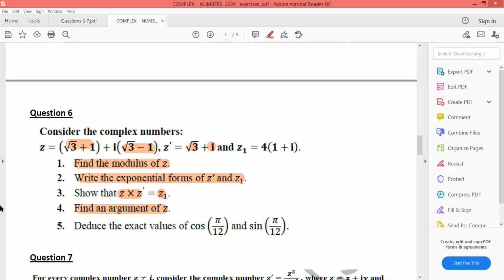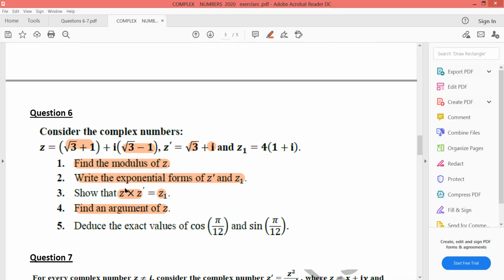Yes. Is this the right form? Yes. Then we get argument of Z equals argument of Z1 minus argument of Z prime. Or we can say from this relation here, Z times Z prime equals Z1. This is part 3, yes? We say argument of Z times Z prime equals argument of Z1.